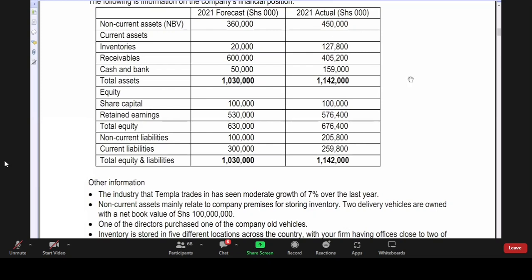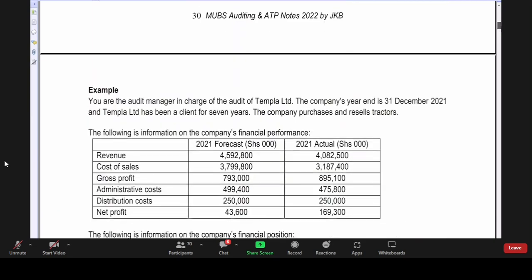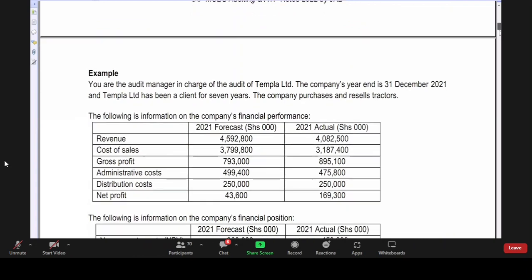But then, like I said, it's very important to look at additional information. Now, this additional information, you will gather it from the industry statistics, from the representations by management, because you have to sit with management to understand how their business is operating. For example, here, other information that you gathered, the industry that Templar trades in has seen a moderate growth of 7% over the last year. So if they are growing by 7%, now you look at how did these guys perform, you know?